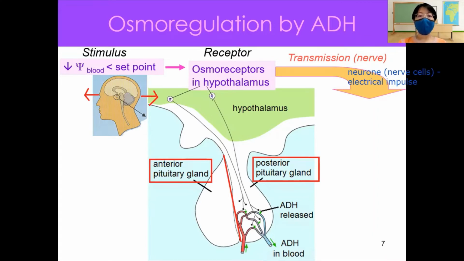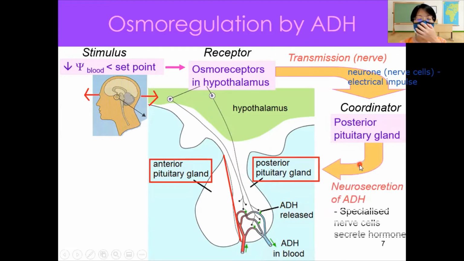So the electrical impulse will go all the way to the posterior pituitary gland and will arrive at the end of the neuron. So this is the end of the neuron, right? The end of the neuron will secrete a hormone called ADH. So ADH will be released by this nerve cell at the end of the nerve cell here. Okay, so this secretion, so our coordinator is posterior pituitary gland, because this nerve impulse goes into the posterior pituitary gland. And then it will lead to another signal to be released. So this signal is actually the ADH. So it's a hormone.